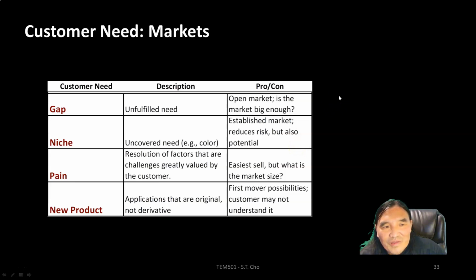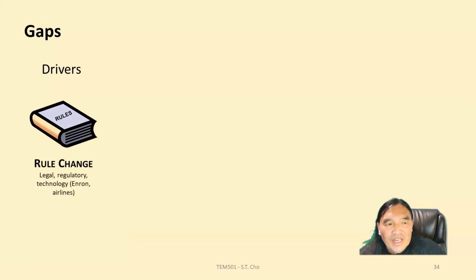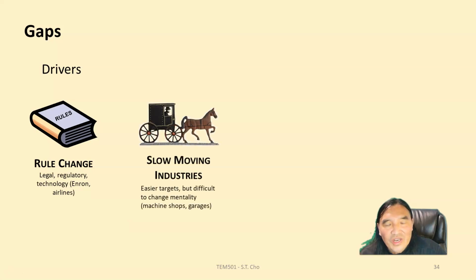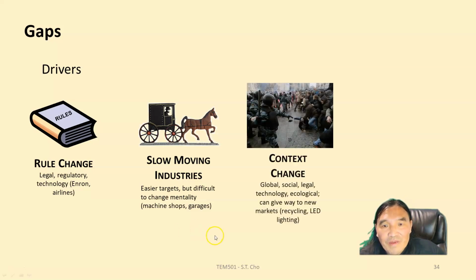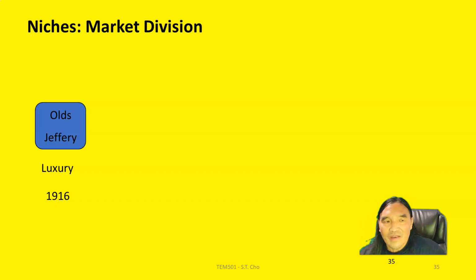In terms of markets, we've talked about this before: gaps, niches, pain, and differentiation, or new products, things that people have never seen before. Now, in terms of gaps, how do we find gaps in markets? There's a rule change. Maybe the industry is slow moving. For example, machine shops. I was paying for something and they pulled out that piece of paper and swiped it. That's how slow moving they are. Or maybe there's a context in the world that's going on. Like right now, there's a lot of violence in the world that we're concerned about.